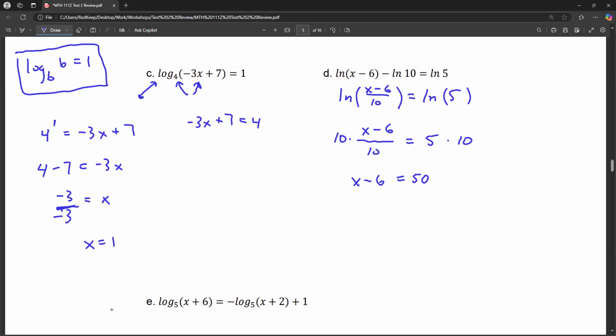Okay, and then x is being subtracted by 6, so we'll add 6 to both sides, and this becomes 56.